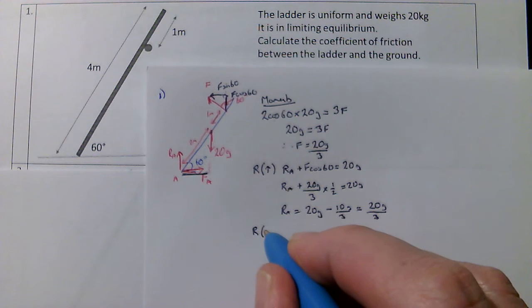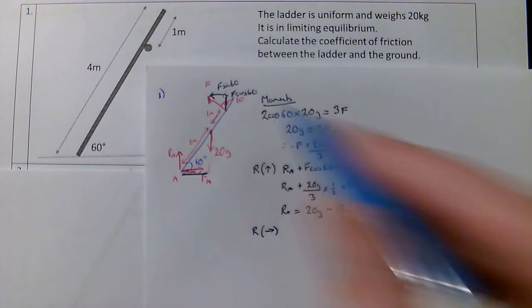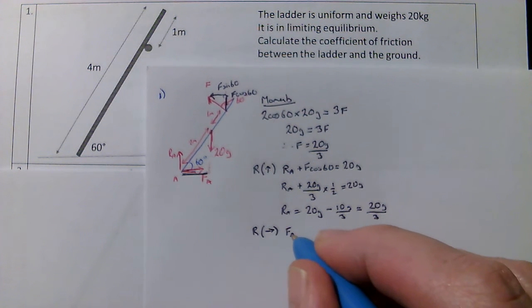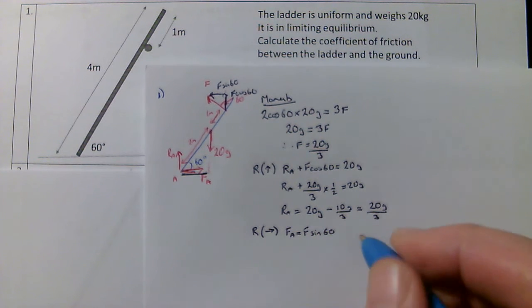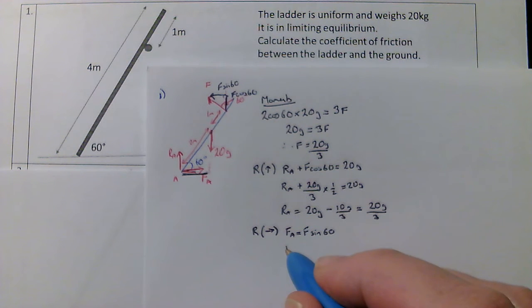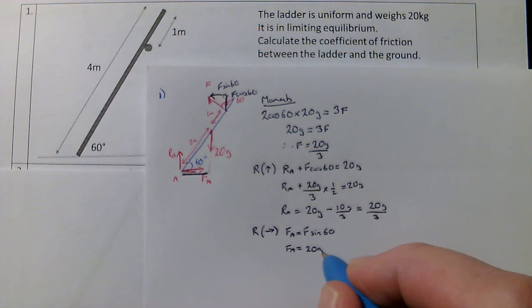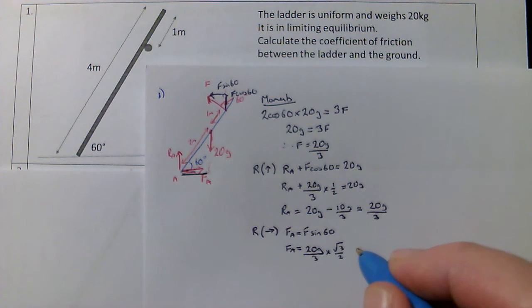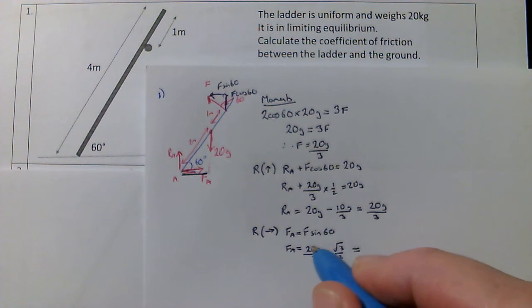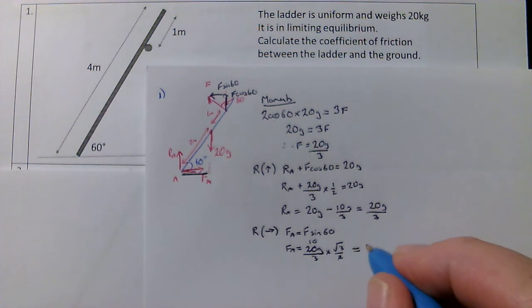Resolving horizontally, the only horizontal forces I've got are Fa and F sine 60. Fa equals F sine 60. Sine 60 is root 3 on 2, so I know that Fa equals F, which is 20g over 3, times root 3 over 2. 20 and the 2 cancel to give me 10g, so 10 root 3 g on 3.